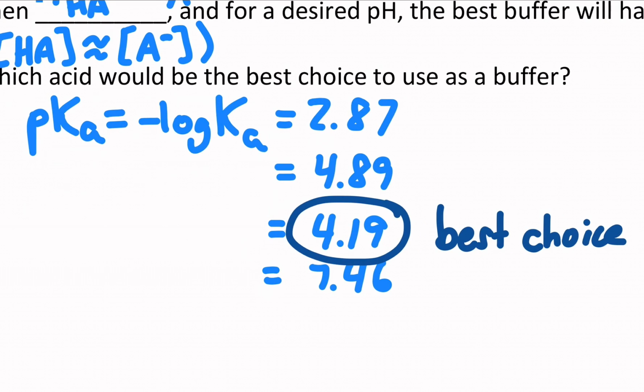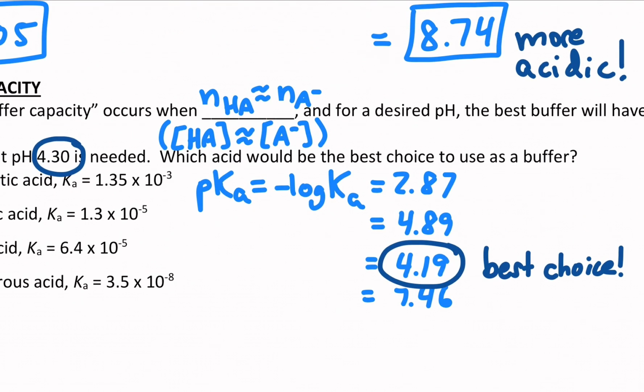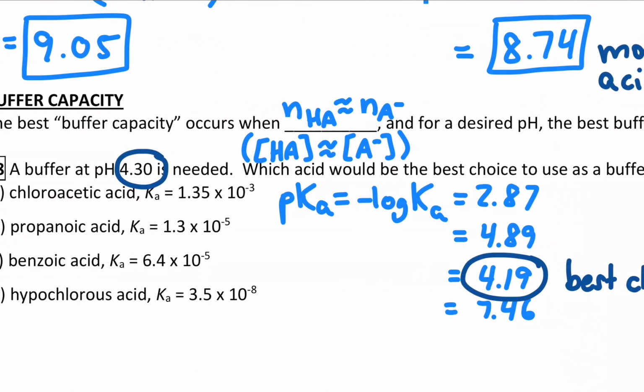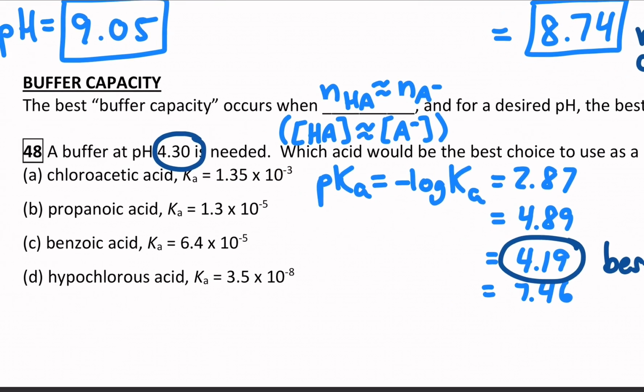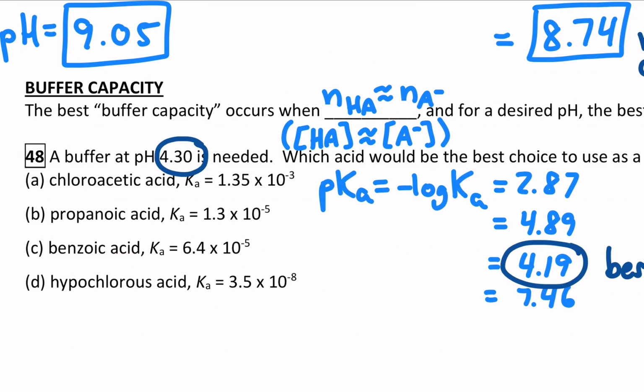I don't think I'd be able to do that very easily without a calculator. Certainly looks like those two are closest. I could probably eliminate the first and the fourth choice, but I would need a calculator, I think, to really hone in on the fact that benzoic acid is the best choice.